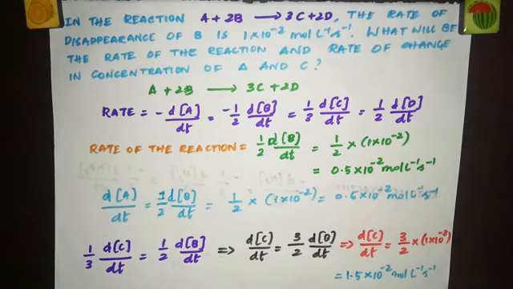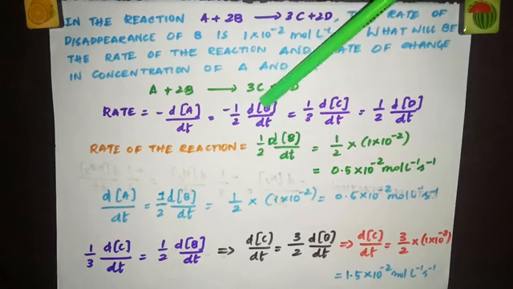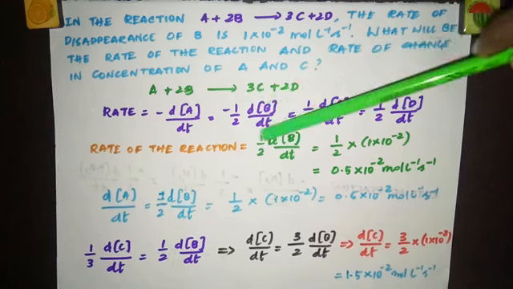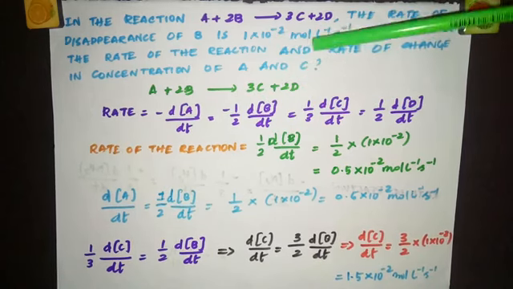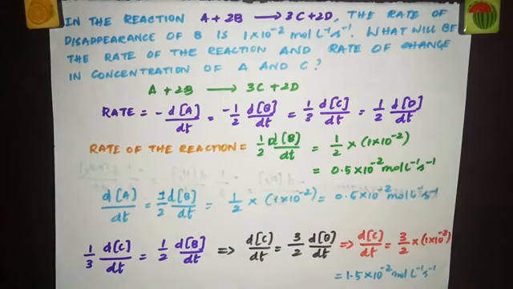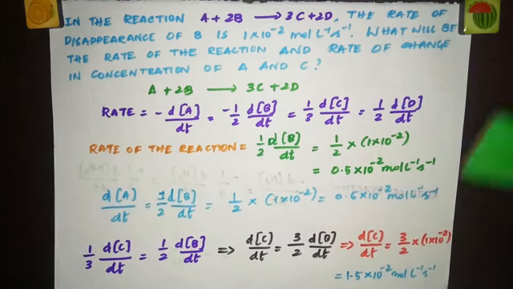Now coming to rate of change in concentration of C, which means you are finding out the rate of appearance of C. So you're supposed to find out dC by dt. Now how can you relate dC by dt with dB by dt? 1 by 3 dC by dt is equal to 1 by 2 dB by dt. You know this value, which is 1 into 10 to the power minus 2. So dC by dt is equal to, bring this 3 here, 3 by 2 dB by dt. So dC by dt, which gives you the rate of change in concentration of C, is equal to 3 by 2 into 1 into 10 to the power minus 2, which equals 1.5 into 10 to the power minus 2 mole liter inverse second inverse.